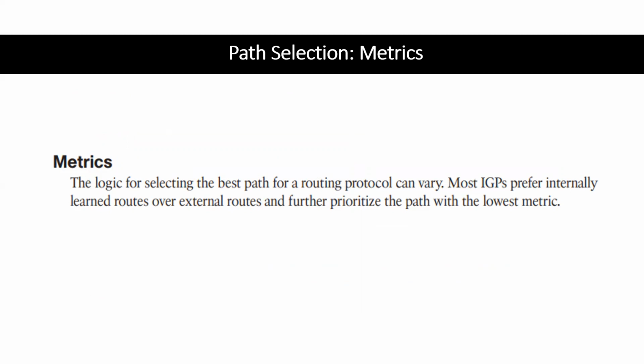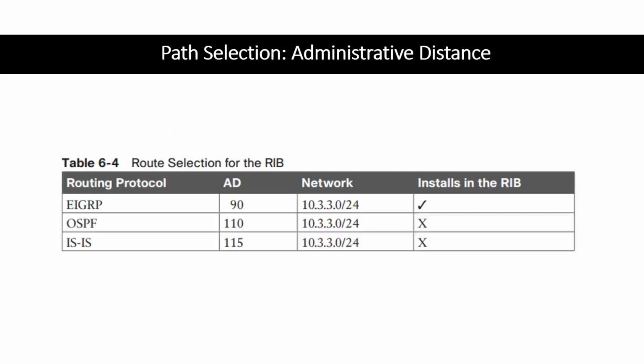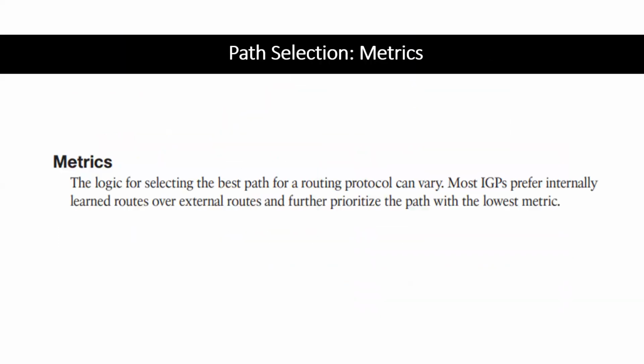Which one is better? What am I going to use? Once it does that, her router is going to say, hey, this EIGRP route has a better metric than the other routes, because again, her router is going to prefer the lowest metric for that administrative distance that is the same all across the board.